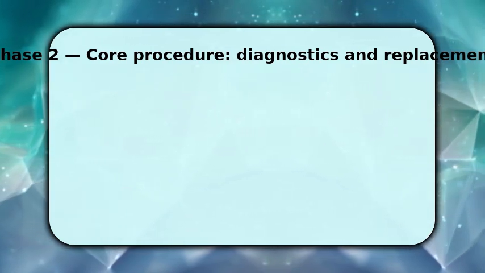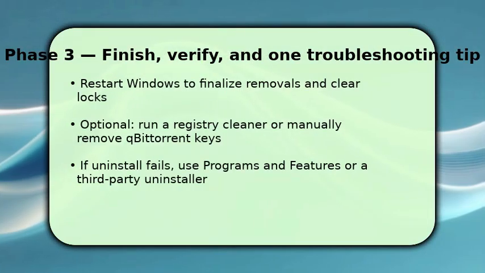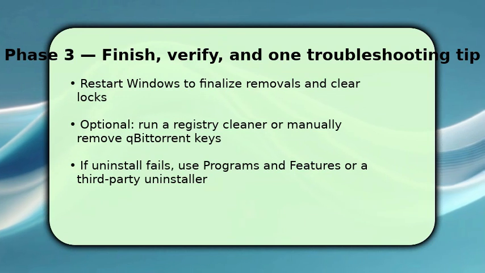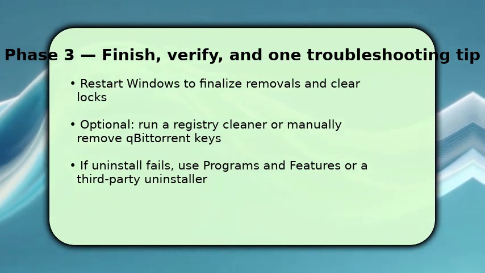You finish by restarting Windows. A reboot clears file locks and completes removal. After restart, verify the qBittorrent folder and %appdata% entries are gone. If you kept settings, they'll remain.